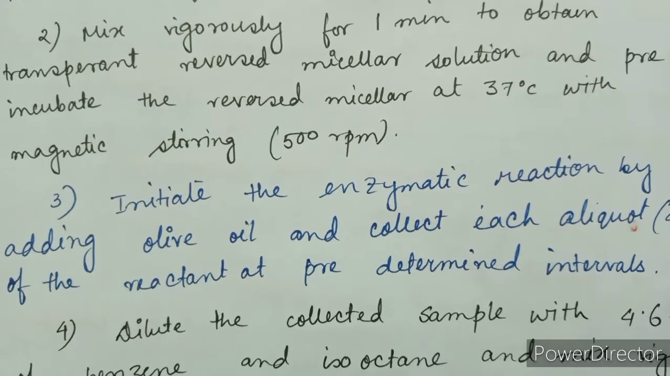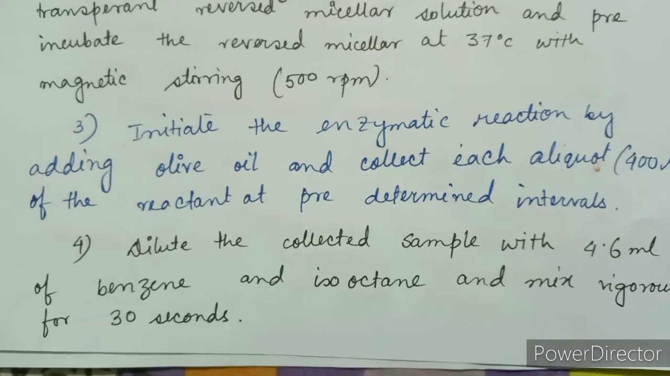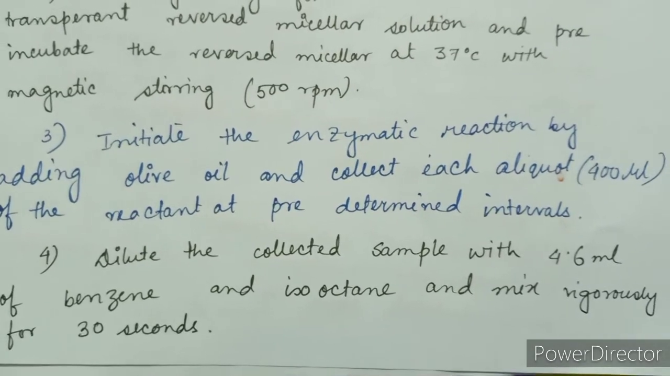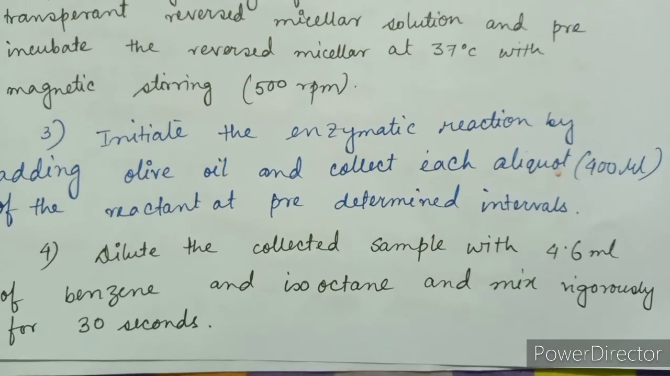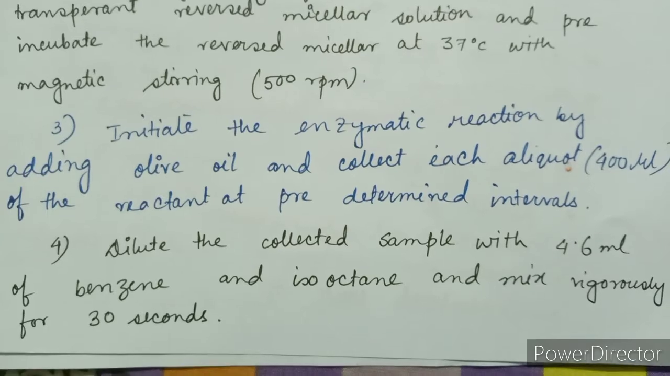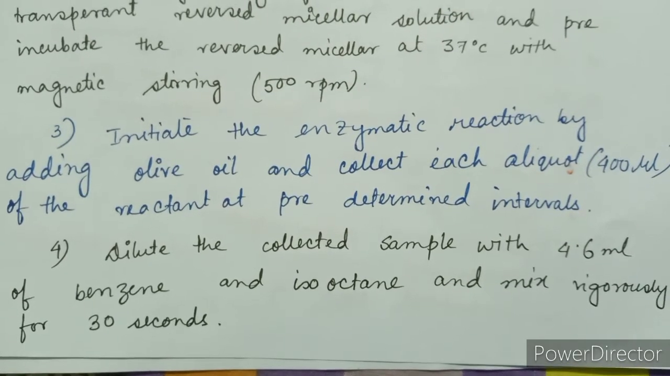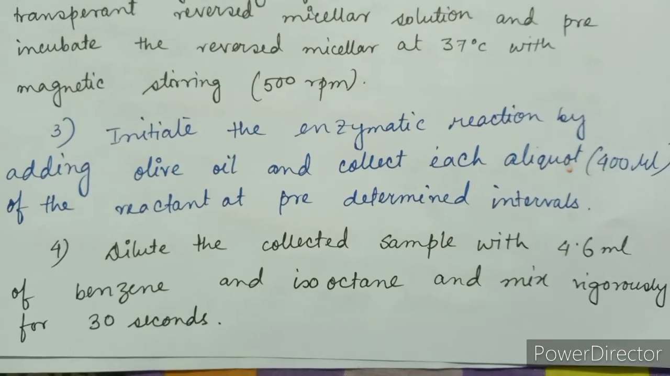at 500 rpm. Third, initiate the enzymatic reaction by adding olive oil and collect each aliquot of the reactant at predetermined intervals. Fourth, dilute the collected sample with 4.6 ml of benzene and isooctane and mix vigorously for 30 seconds.